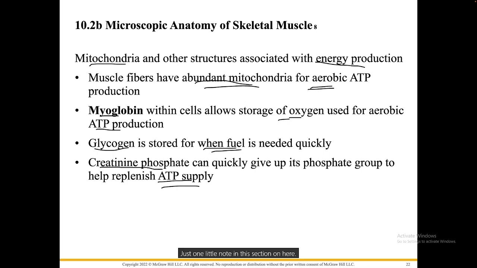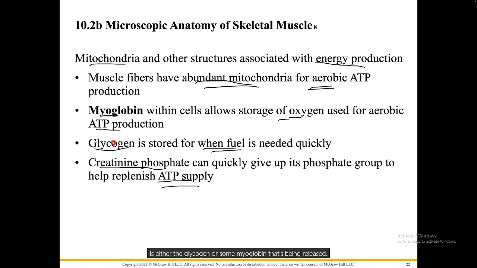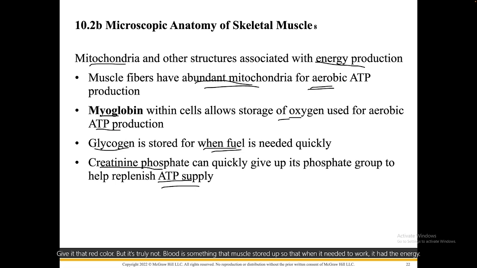Just one little note to end this section. When people are cutting steak, they often think that the red stuff that comes out of a steak, even if it's cooked rare, is blood. And that's probably not true. What's probably coming out of most red meat when you're cutting it, especially if it's been cooked at all, is either the glycogen or some myoglobin that's being released. It has lots of oxygen in it, and that's what's going to have some iron with it, give it that red color, but it's truly not blood. It's something that muscle stored up so that when it needed to work, it had the energy.